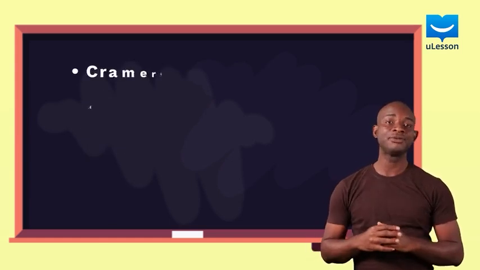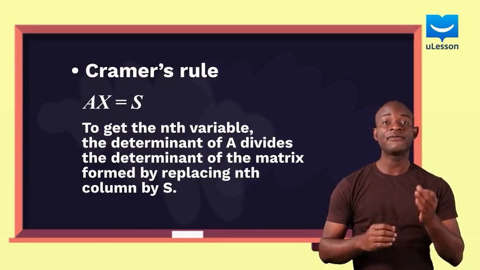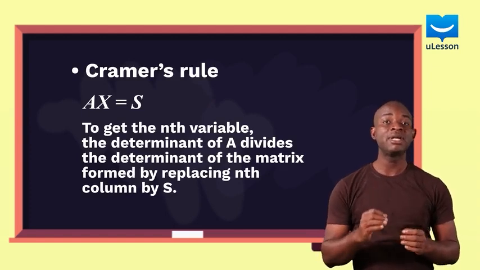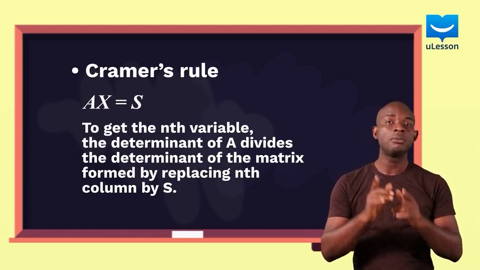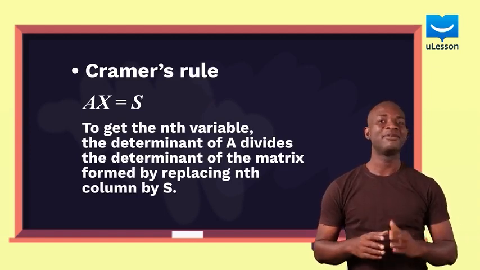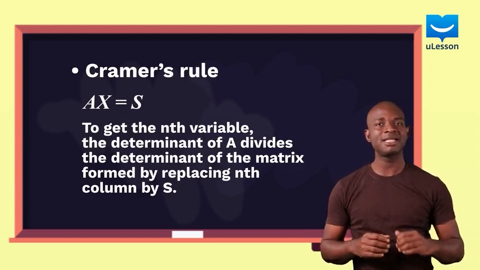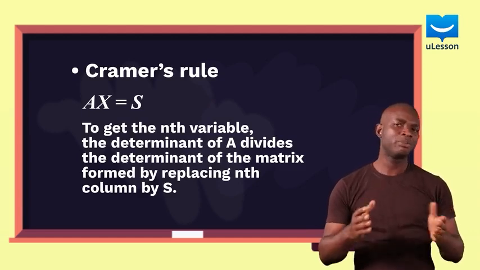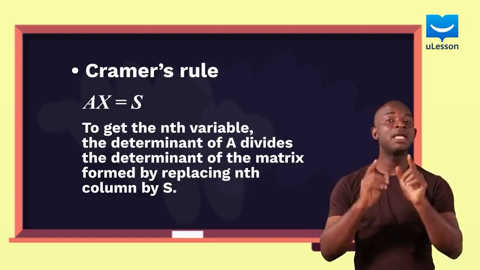For the Cramer's rule, to get the nth variable, the determinant of A divides the determinant of the matrix formed by replacing the nth column by S. Not to worry, we shall study more about these methods as the lessons progress. But before then, get other simultaneous equations and write them in matrix form.